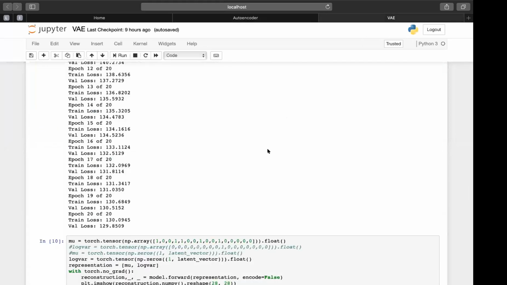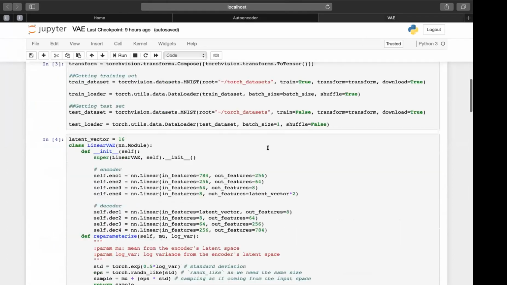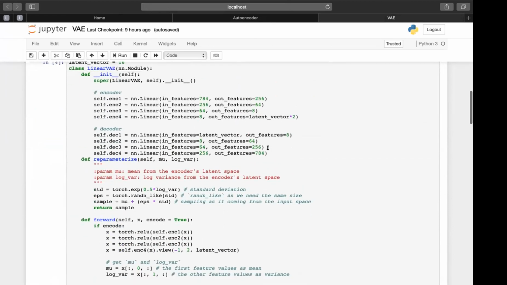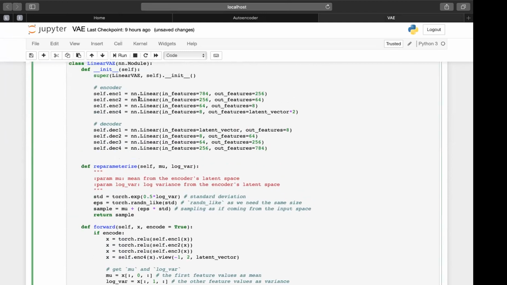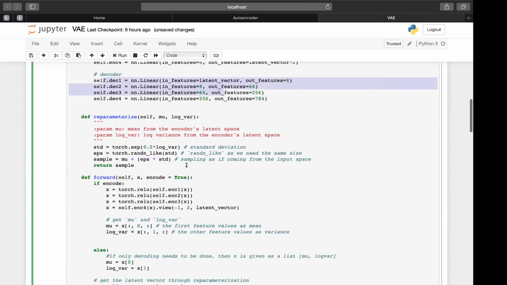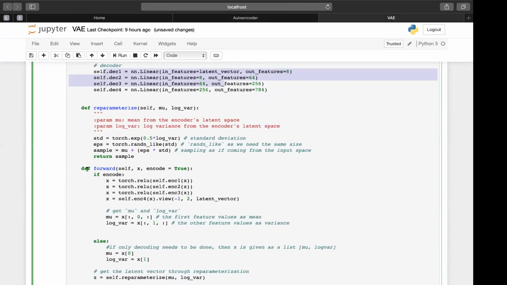Okay, so now let's look at the implementation of a variational autoencoder. This is, again, on the MNIST dataset. This is what a VAE looks like. The encoder and the decoder network are very similar, almost exactly the same as the ones I had in an autoencoder. So what's different here is how we go through the network and what the network outputs. So let's go through the forward pass.